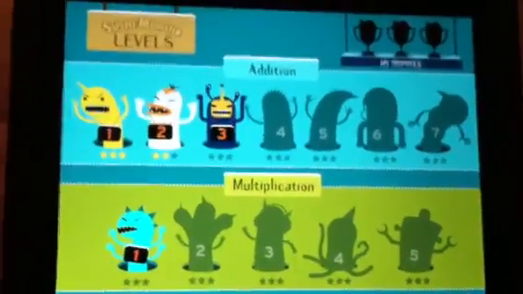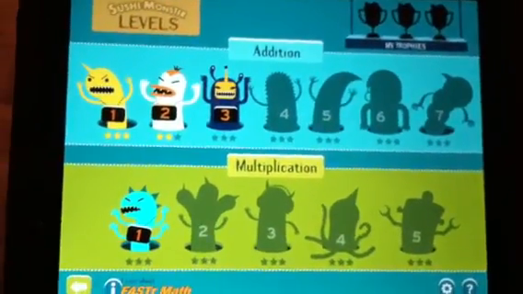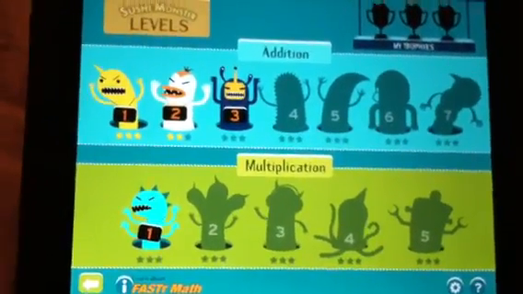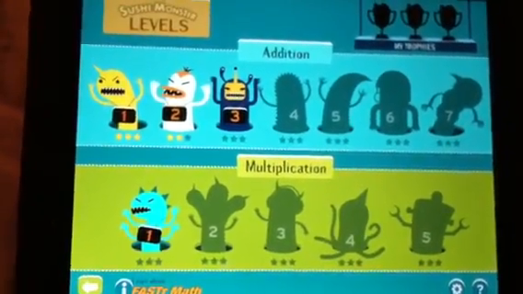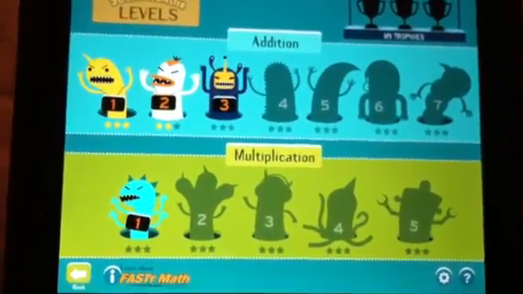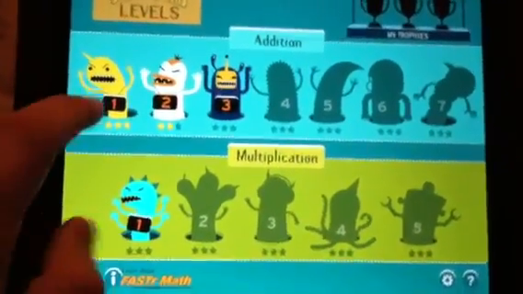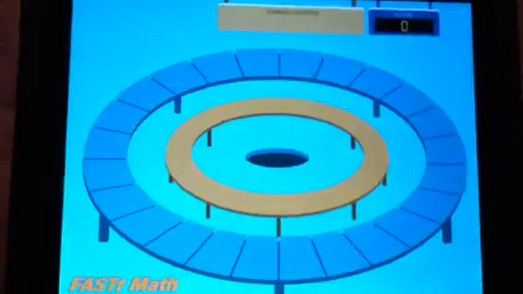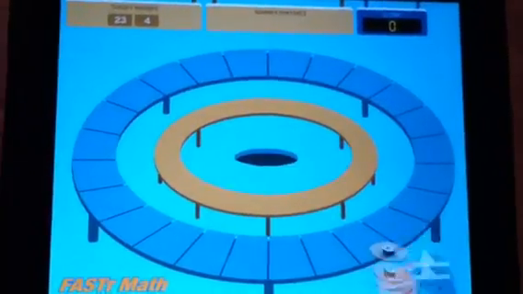Okay, this is Sushi Monster. It's a game you could use for lower grades, and I guess the further you go up the levels, the higher you could get. I've seen this used in the first and second grade classrooms. We'll start off with addition, level 1. It's just a fun game for the students to play.